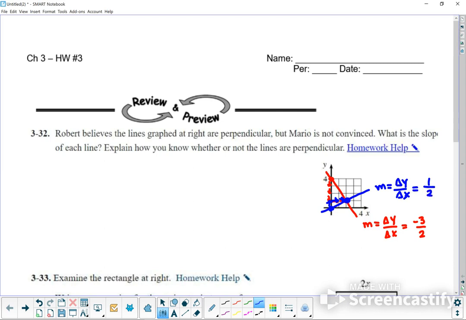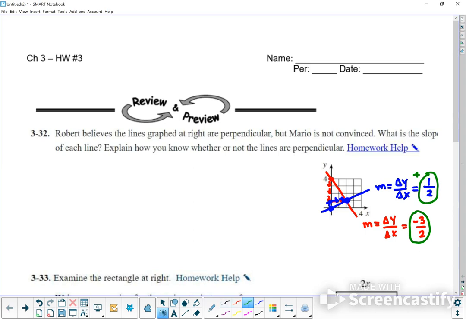So now since I know both slopes, I need to look at these numbers. For them to be perpendicular, they have to be opposite. So they are: this one is positive, this one is negative, right? And they have to be the reciprocal, or the flip, of each other. You saw that's 1 over 2, and this is 3 over 2. They're not reciprocals. They're not flips of each other, so they are not perpendicular.